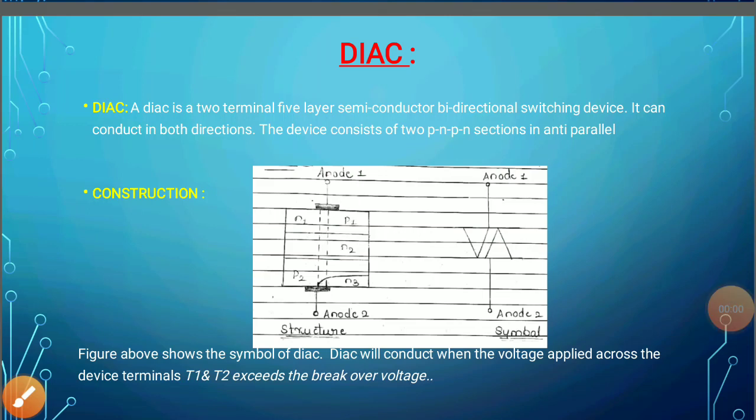Hi guys, today we will discuss special semiconductor devices. In special semiconductor devices, we are going to discuss DIAC and TRIAC. First, we will discuss DIAC.